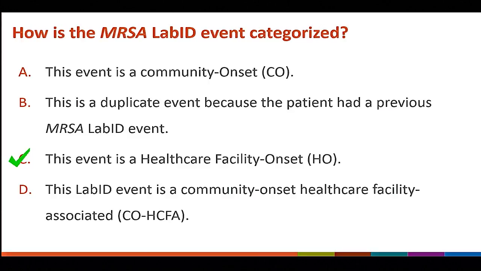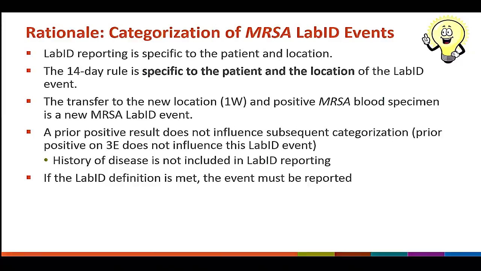This event is a healthcare facility onset. Remember, lab ID reporting is specific to the patient and the location. The 14-day rule is also specific to the patient and the location of the lab ID event. The transfer to the new location, which was One West, and positive MRSA blood specimen is a new MRSA lab ID event. Remember, a prior positive result does not influence subsequent categorization, so the prior positive on 3E does not influence this lab ID event. And if the lab ID definition is met, the event must be reported.